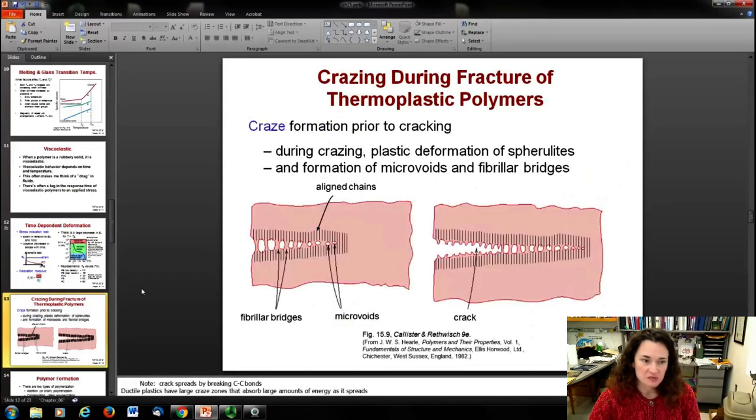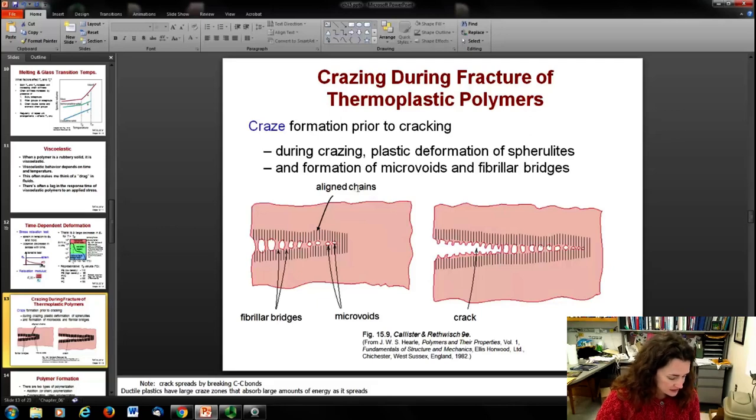For thermoplastic polymers, you often see a phenomenon called crazing during fracture. A craze can form in the polymer prior to cracking. What's going on with this is, just like in metals, defects, cracks, or sharp corners in your material are often points of initiation for your failure.